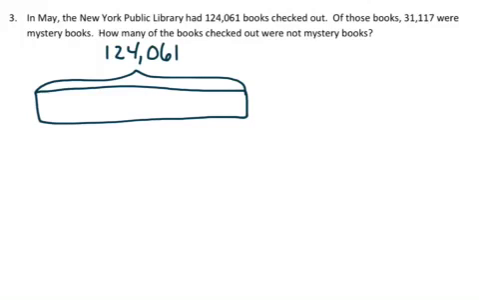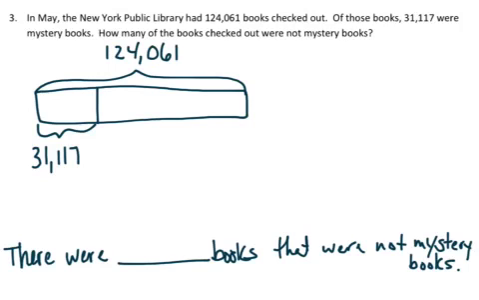124,061. Part of that is the number of mystery books that they had. So that's 31,117. Okay. So how many of the books were not mystery books? So let's go ahead and do our target sentence. And that reads, there were blank books that were not mystery books.